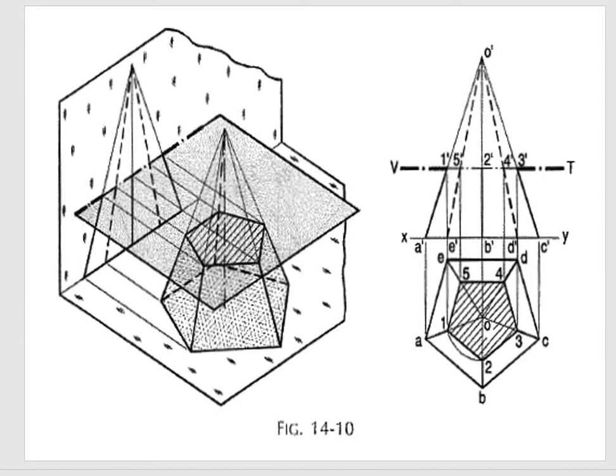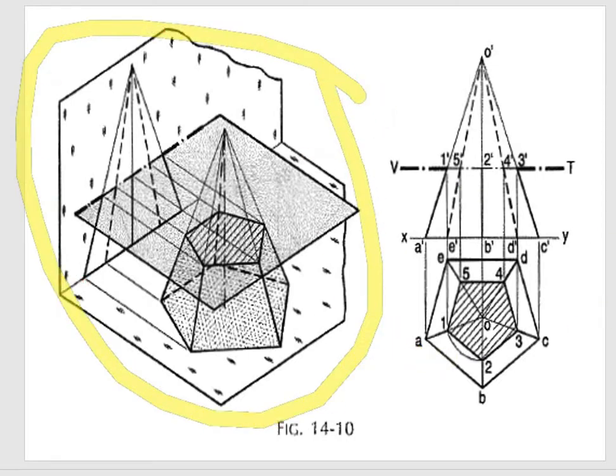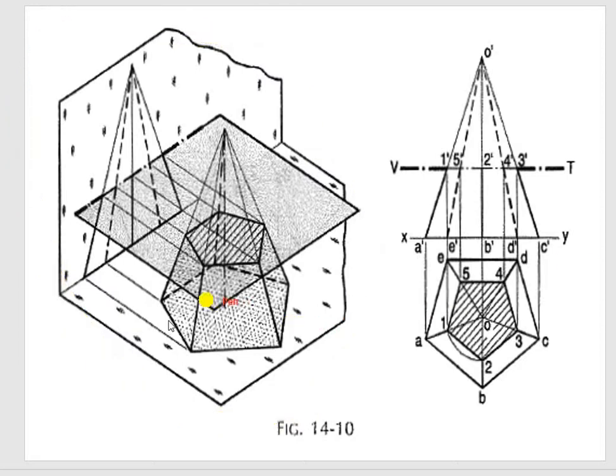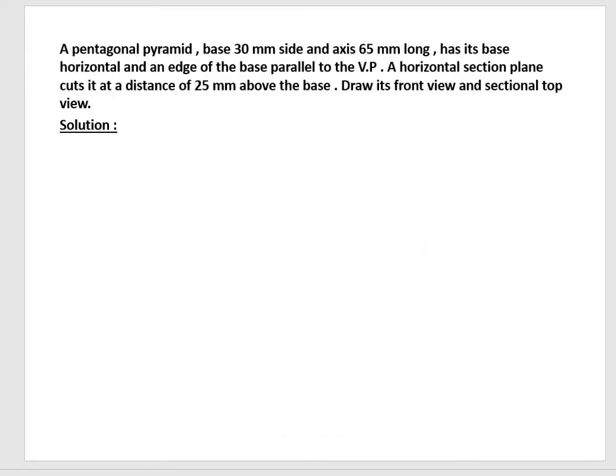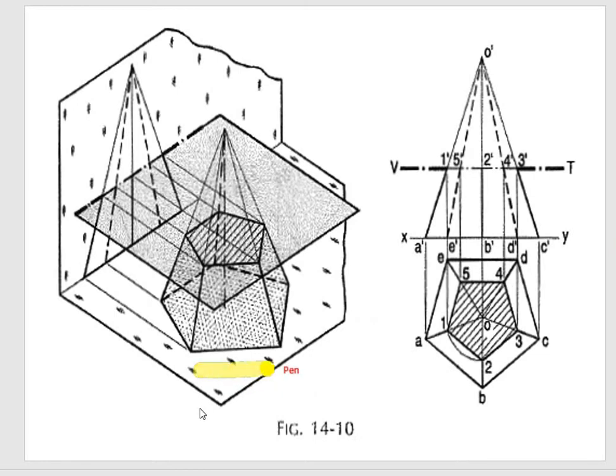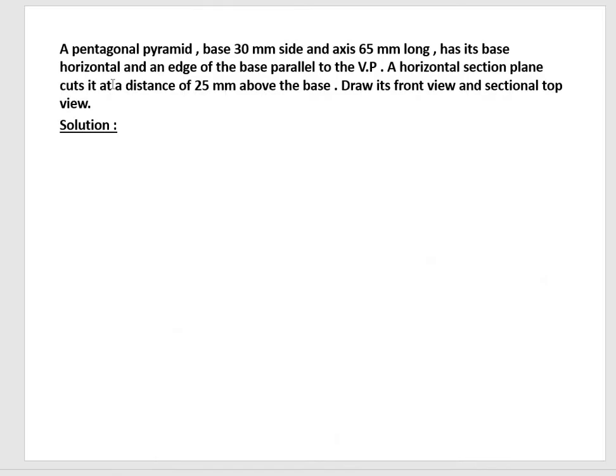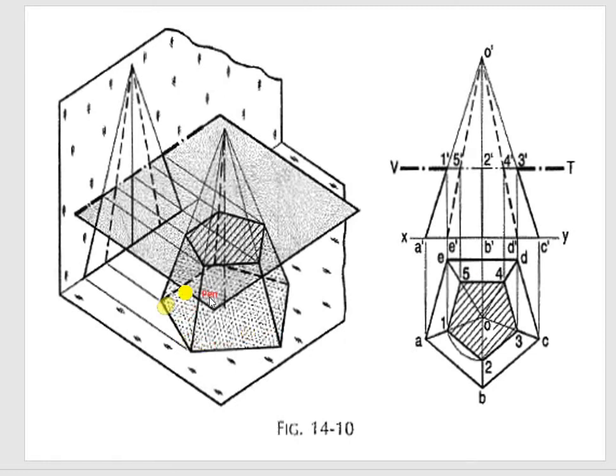So if you want to understand, this picture is enough to understand everything. So what they said is that there is a pentagonal pyramid and each side is, let us see, 30 mm. That means each side is 30 mm and the base is horizontal. That means this base is simply resting on the horizontal plane.